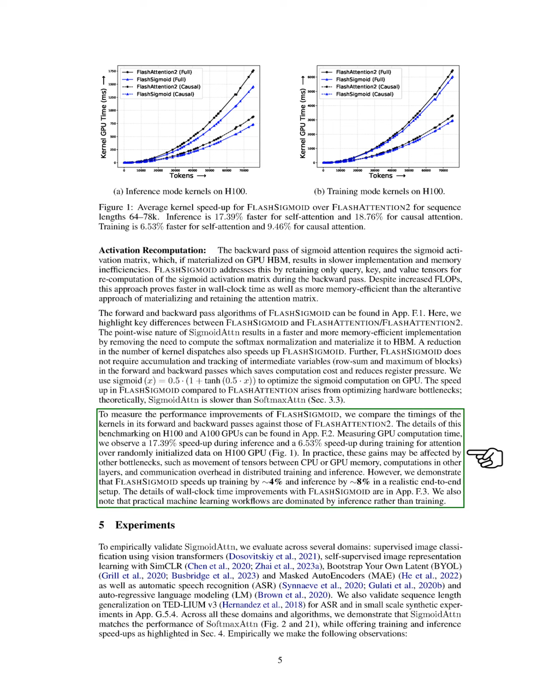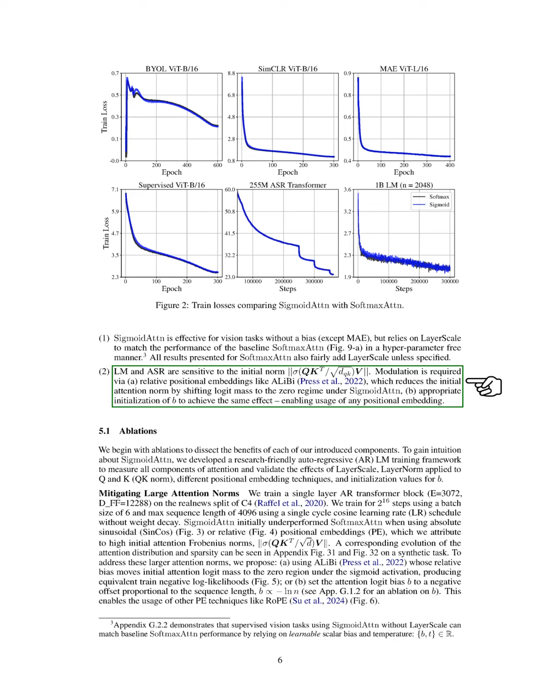To validate our implementation, we conduct experiments across various domains, including supervised image classification, self-supervised learning, automatic speech recognition, and language modeling. We find that FLASHSIGMOID matches the performance of softmax while providing notable speed improvements. Our observations indicate that FLASHSIGMOID is effective for vision tasks and requires specific adjustments for language modeling and speech recognition to achieve optimal performance.